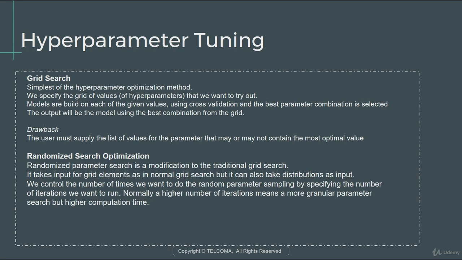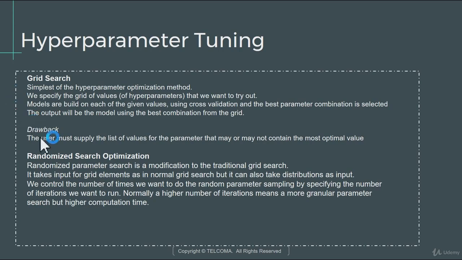Now, the biggest trade-off with this sort of technique is that the user must supply the list of values for the parameter. If you supply a list of candidate values for that hyperparameter, and unfortunately that candidate list misses out on the most optimal value, then the algorithm will never be able to build the best model. It will only take the values available within that grid. It will never choose the best one.